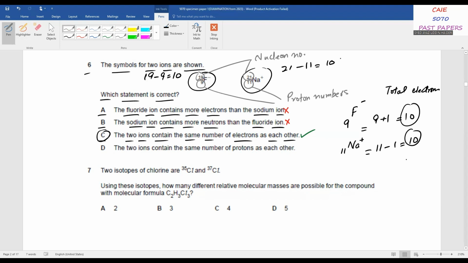I'm reading the last statement for you. D. The two ions contain the same number of protons as each other. This is also incorrect. The reason is that proton numbers are given. For the fluoride ion, it's 9. For the Na plus ion, it's 11. So this is wrong.